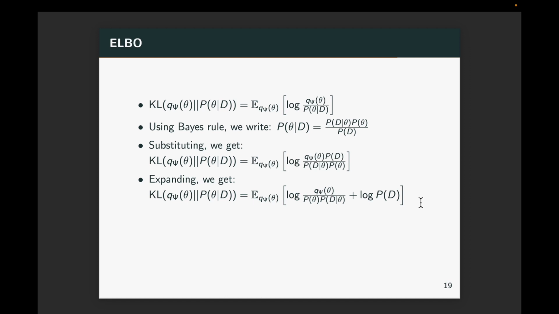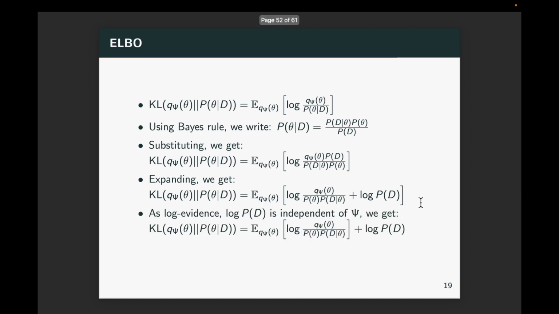So we can write this equation as the KL divergence between Q of theta and the posterior as the expected value over Q of log of Q over the joint, plus log of P of D. The P of D term we typically call the evidence term. So we can call the log of P of D term the log evidence, or sometimes we just call that the evidence term also, the logarithm of the evidence.